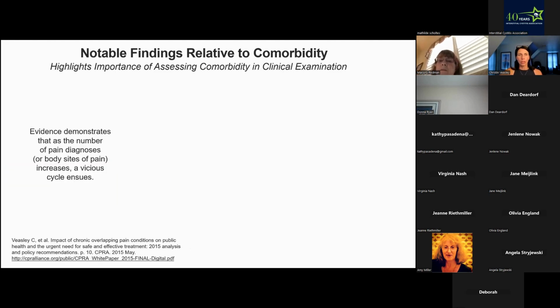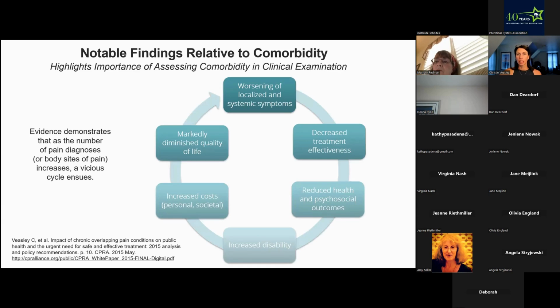So all in all, those studies combined with a growing amount of literature have shown that as the number of pain diagnoses or body sites of pain that a person has increases, there's a vicious cycle that ensues. It starts at the top of this figure with worsening of localized and systemic symptoms. So not just if you have interstitial cystitis, not just worsening of IC pain, but pain that you may have in other areas of the body.